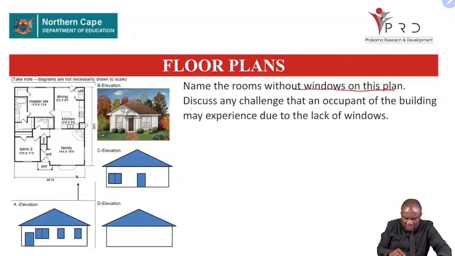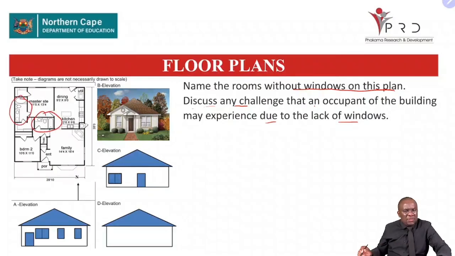And then name 2 rooms without windows on this plan. This is also guiding us. Discuss any challenge that an occupant of the building may experience due to the lack of windows. Check this. This is the bathroom. We have toilets there. Bathroom, toilets there, no windows. So what is going to happen there? No ventilation. Maybe smelling. Maybe also moisture, humidity. There's a lot of moisture from the bathroom.